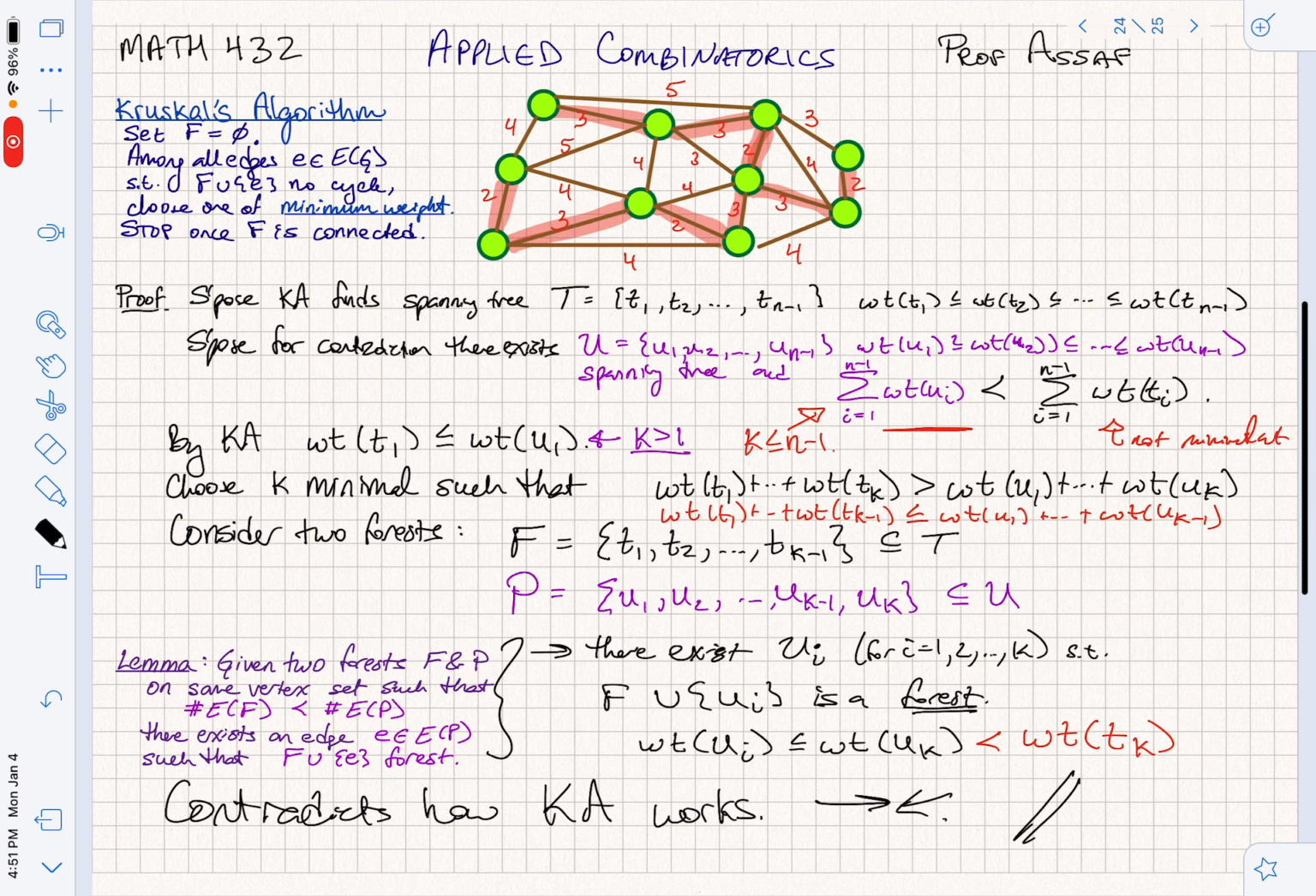That's how we know it really worked, because we get the contradiction by there's some edge we didn't take that's better than the edge we did. So for T, we must not have followed Kruskal's algorithm. So that's our contradiction. So Kruskal's algorithm always helps us find a minimum weight spanning tree for a graph. Now there could be more than one minimum weight spanning tree, but they all have the same minimal weight, so one is as good as any other.